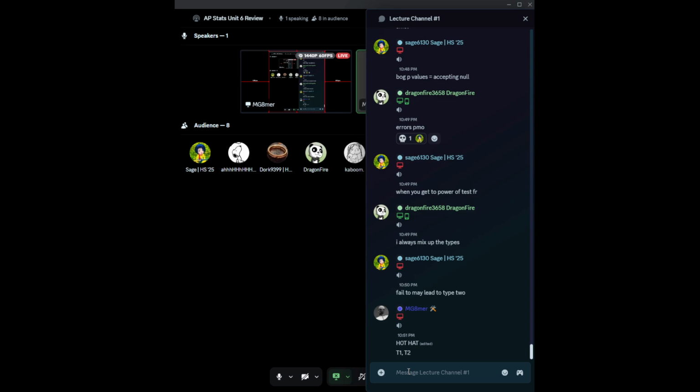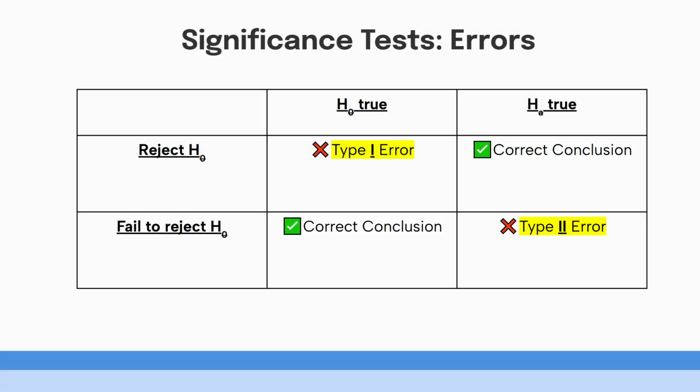Very useful acronym. I still use it. I don't know these by heart. It's kind of hard to remember. If you use that acronym, you should be good to go. So it's HOT HAT. That's it. That's all it is. HOT HAT. Does that acronym help you guys out? Or if you already knew it?